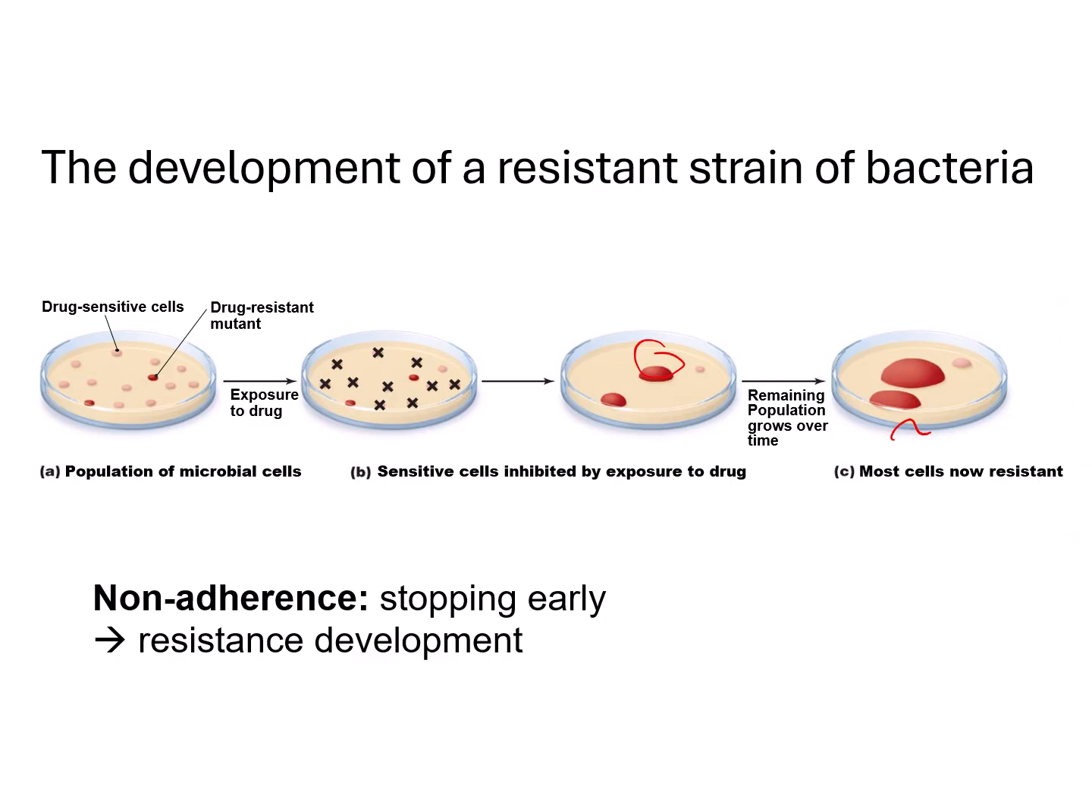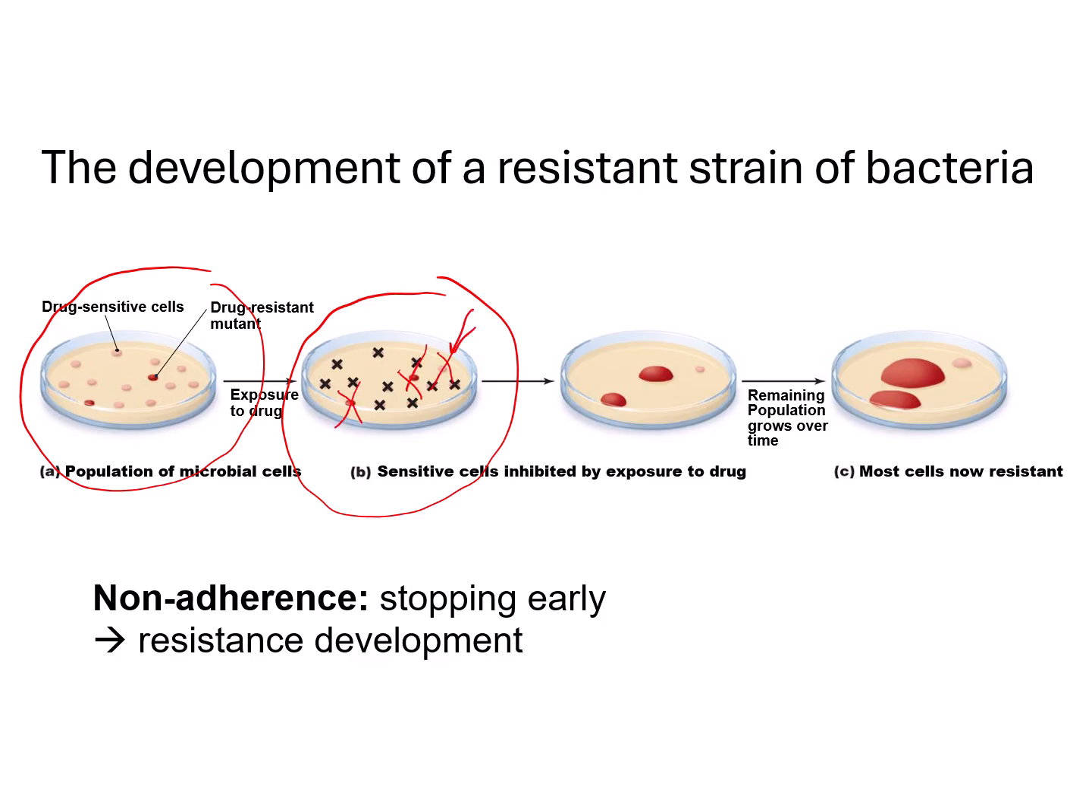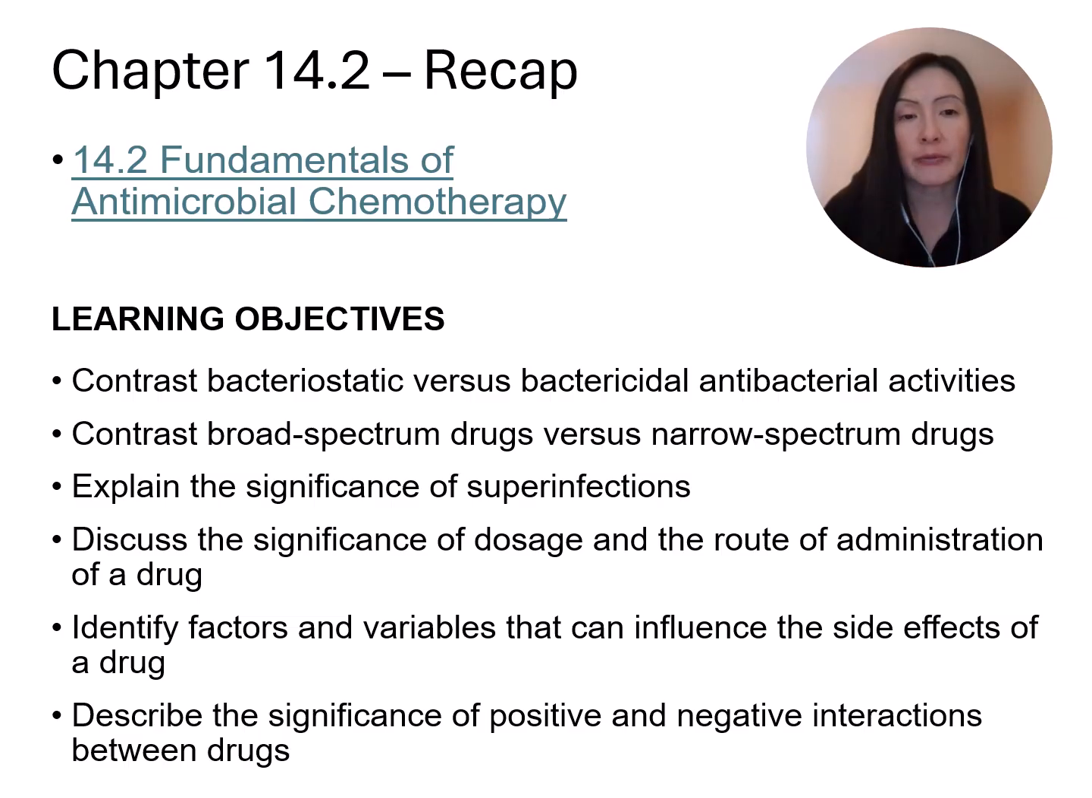Now, if the patient did take the full dose for 7 days, what would have happened? So if they took the full dose of antibiotics for the 7 days, you would have killed off all those sensitive strain, and the additional days of drug would also help and work with your immune system to also kill off the resistant strains in addition to any remaining bacteria here. So this would have helped us avoid this future situation. All right, let's recap 14.2.